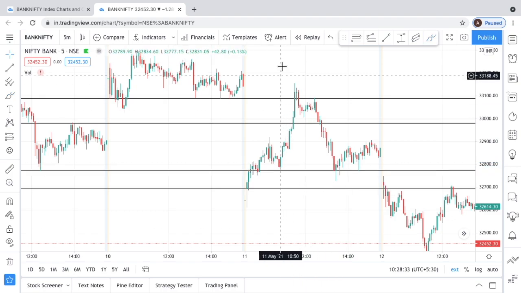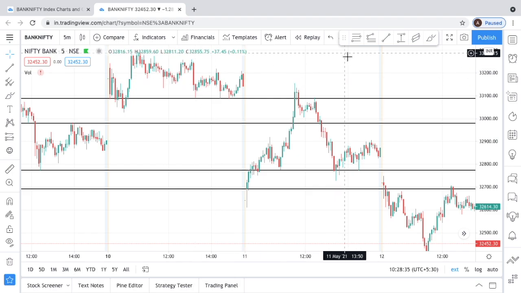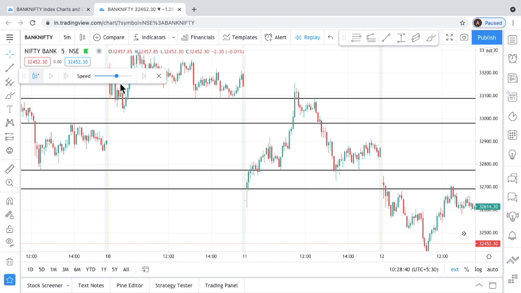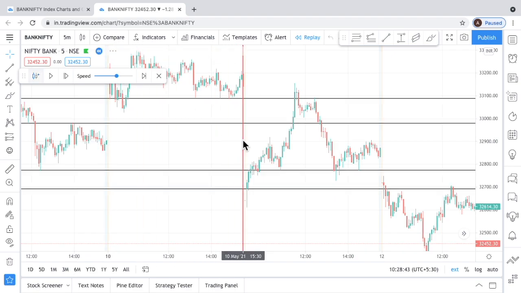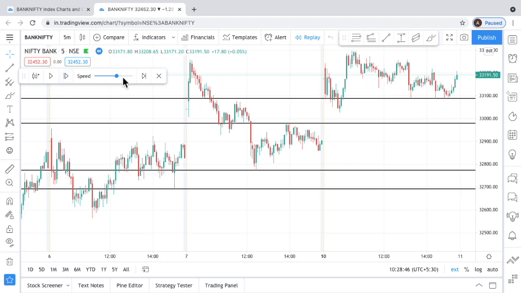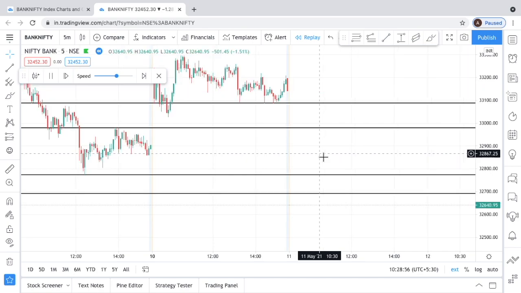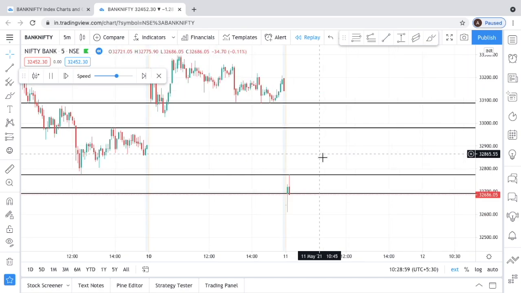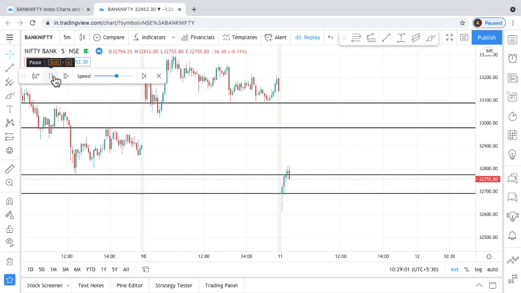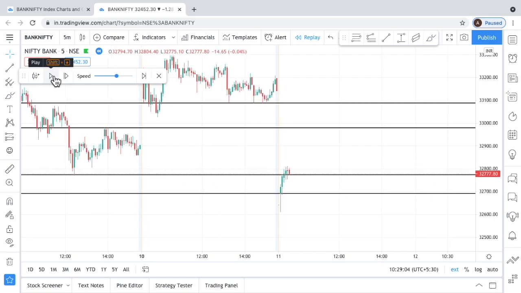Now let me just do a small replay and show you why I booked profits here and not here. Let me put this here and increase the speed a little. Okay, I'm using TradingView so that I can do some back testing. This is nothing but I'm just doing a replay of the price action. TradingView allows us to do that, go back in time and replay the price action.